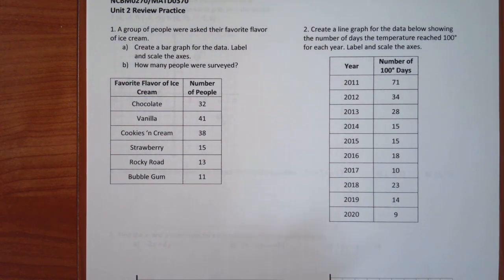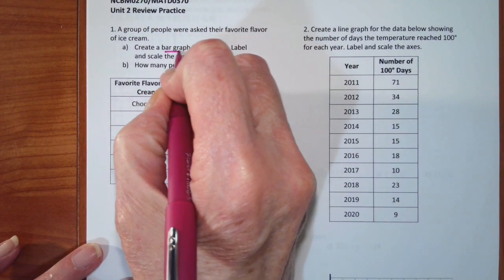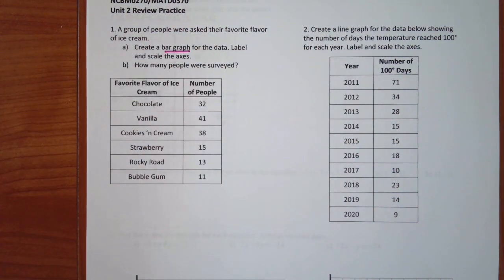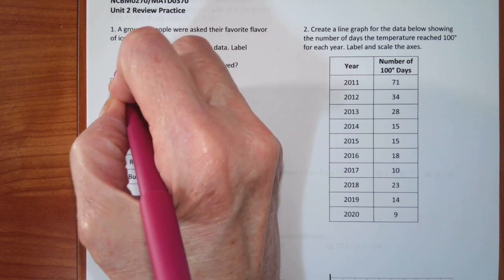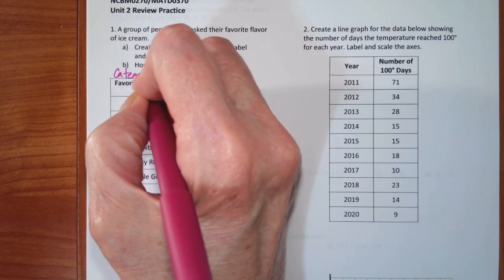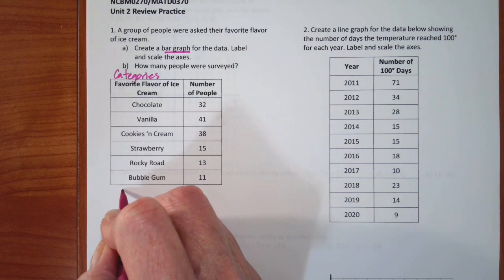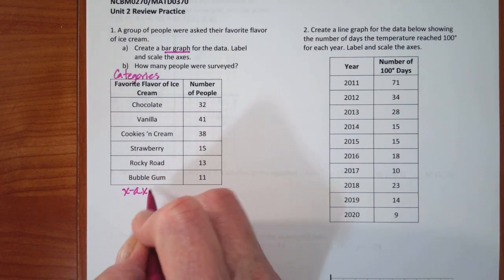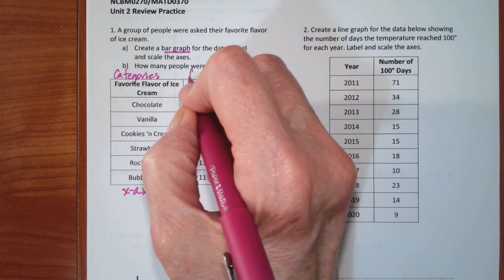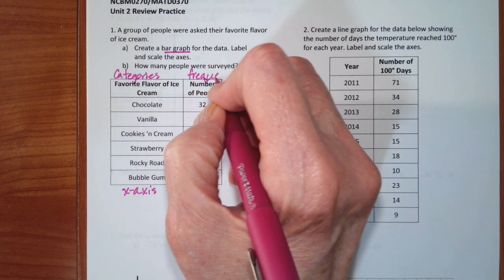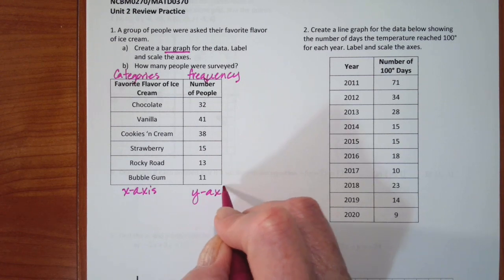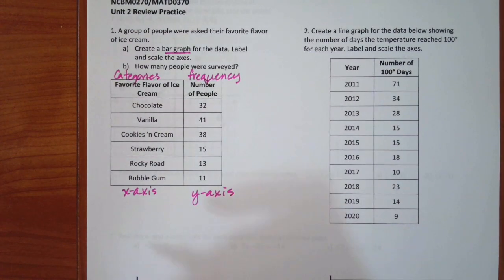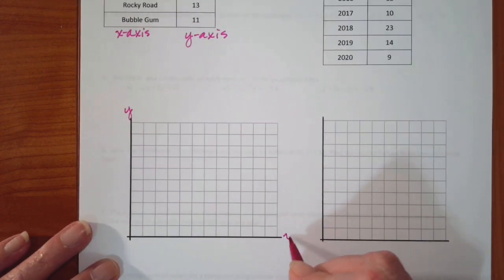So we have to remember what a bar graph is. A bar graph is where you have the flavors of ice cream. These are going to be your categories, which is going to be your x-axis, and your frequency, which is going to be your y-axis. Okay. All right, so this is your y-axis down here, and this is your x-axis.